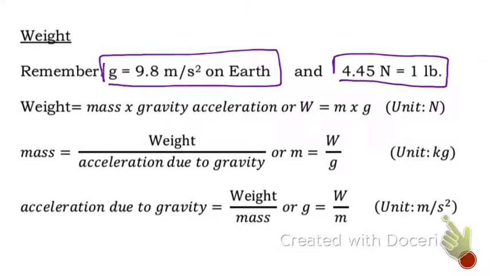Like I said, we're used to talking about weight in terms of pounds. We're not talking about pounds here, we're going to use newtons. But if you wanted to convert it into a unit that's a little bit more understandable, 4.45 newtons is equivalent to 1 pound. So these are going to become important as we look at the next few slides.